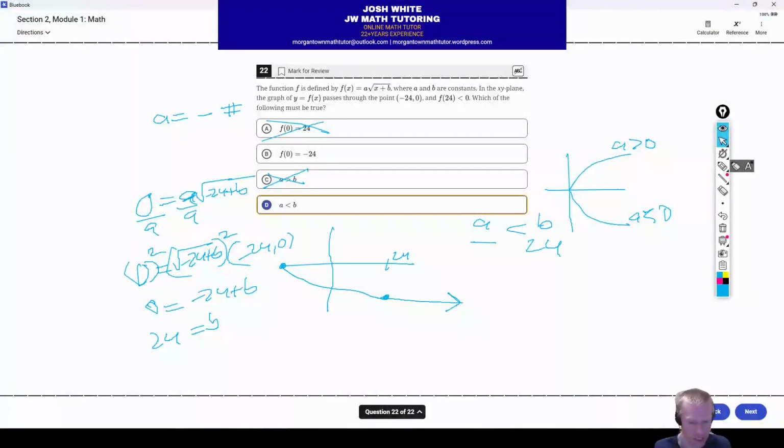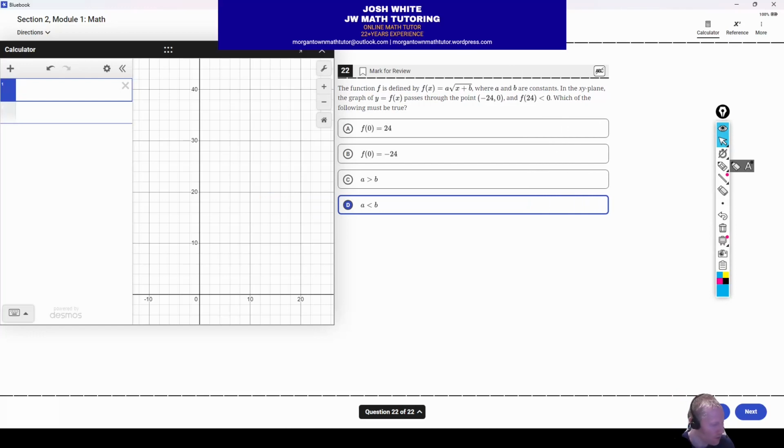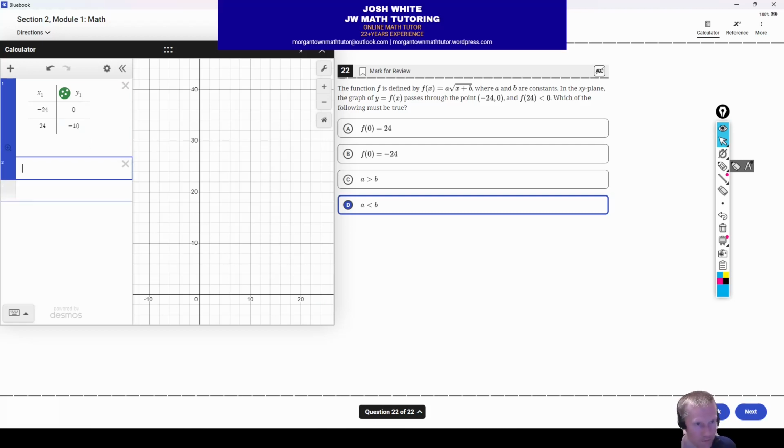Here's how you could do this in Desmos, though, just to confirm it. Okay, so we put in a table here. I'm going to put in the negative 24, 0, and I'm going to put just a random value here with the point, the f of 24 point. And then I'm going to do a regression.